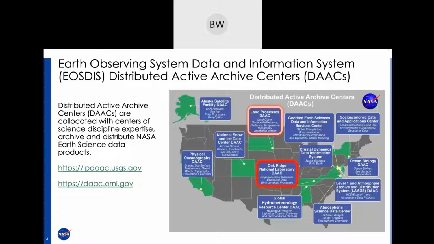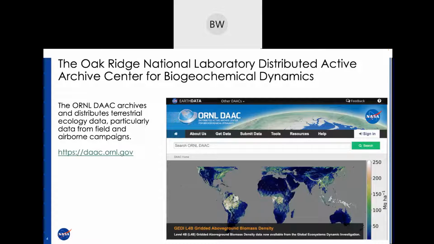Focusing for a minute on the ORNL DAC, we are, more formally, as has been said, the Oak Ridge National Laboratory Distributed Active Archive Center for Biogeochemical Dynamics. Our focus area is supporting the NASA Terrestrial Ecology Program, and that work includes a lot of data from NASA field campaigns and airborne instruments. We do a lot of work to support site-based research, both making the data that they generate available to the public and helping them to access satellite remote sensing data.